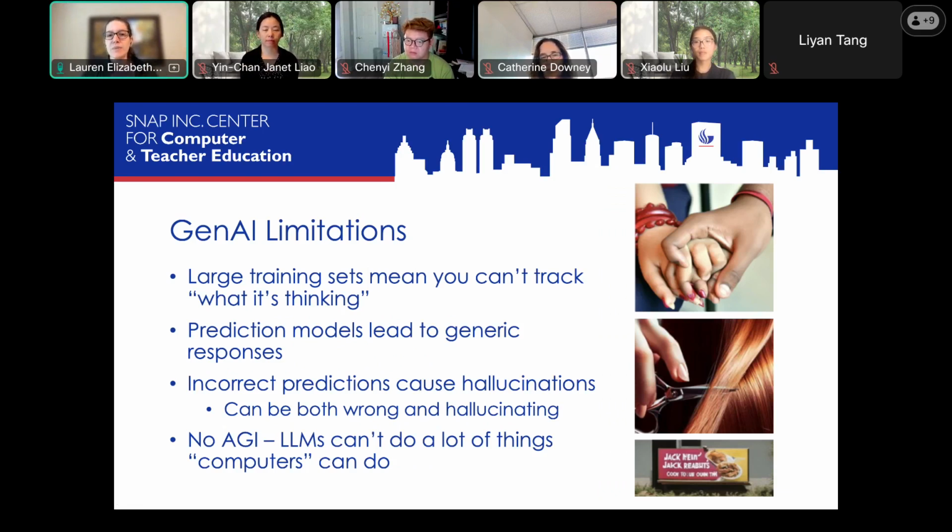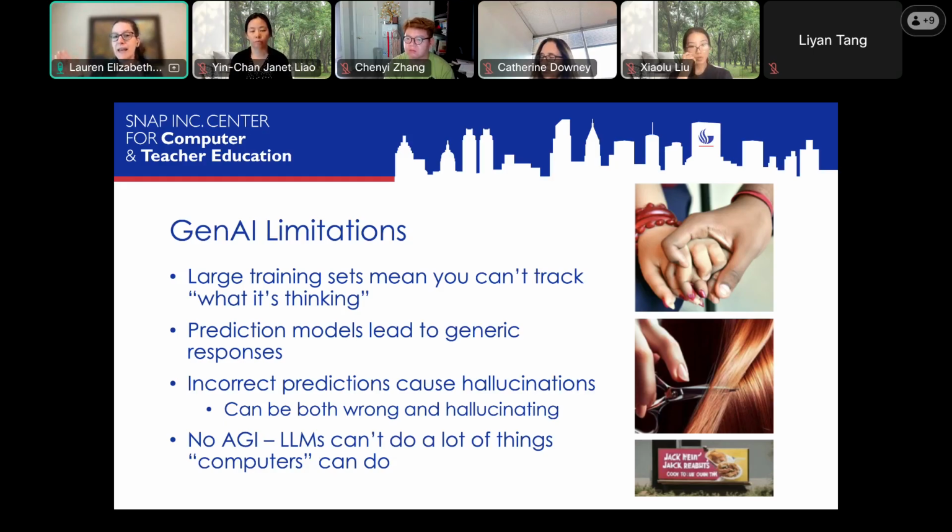Another limitation is that these prediction models lead to really generic responses. Because of that process of matching your input to the training data and then just thinking, what's the most likely next word or phrase? The most average of things is the highest probability as it goes through that process. So I like to tell our students that if you want genAI to come up with ideas for you, you're going to have the most bland, generic ideas possible, because it's just the average of human writing and thought.